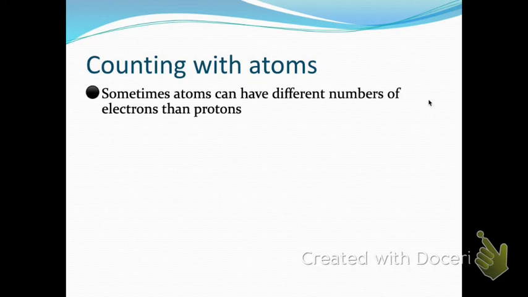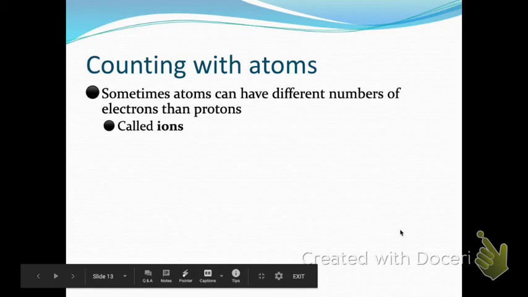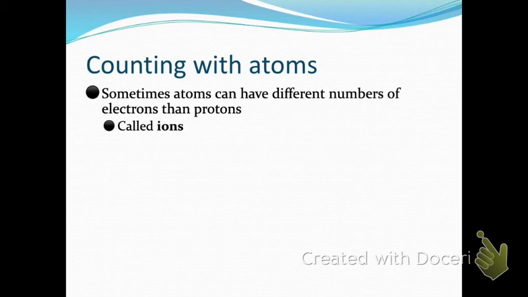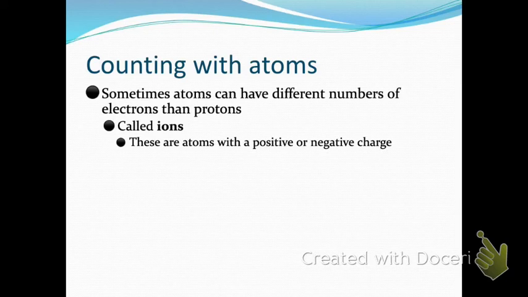All right, what happens if we have different numbers of electrons than protons? What if they don't cancel out? These are called ions. Anytime our atom has a charge, it's called an ion. That's super important. Anytime we have different numbers of electrons and protons, we have a charge. Anything with a positive or a negative charge is called an ion. If you don't know that, make sure you write that down.